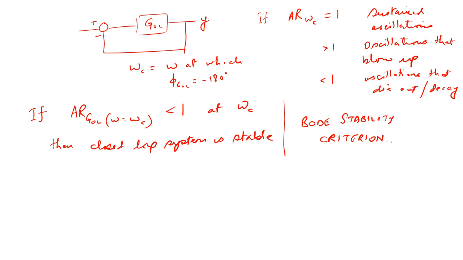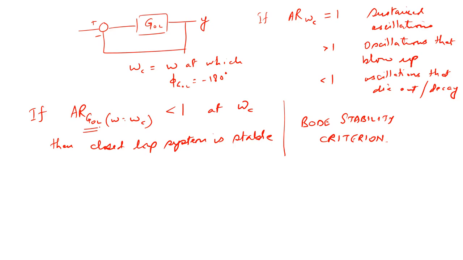But the key idea is that the amplification that you see, and the phase shift that you see, depend on the frequency of the forcing function, of the forcing sine wave, and that you can tell about the stability of the closed loop system by simply looking at the amplitude ratio and phase of the open loop system. This sounds like magic. I mean, we are looking at the amplitude ratio of G open loop, not G closed loop. G closed loop is GOL by 1 plus GOL. We are looking at GOL only.